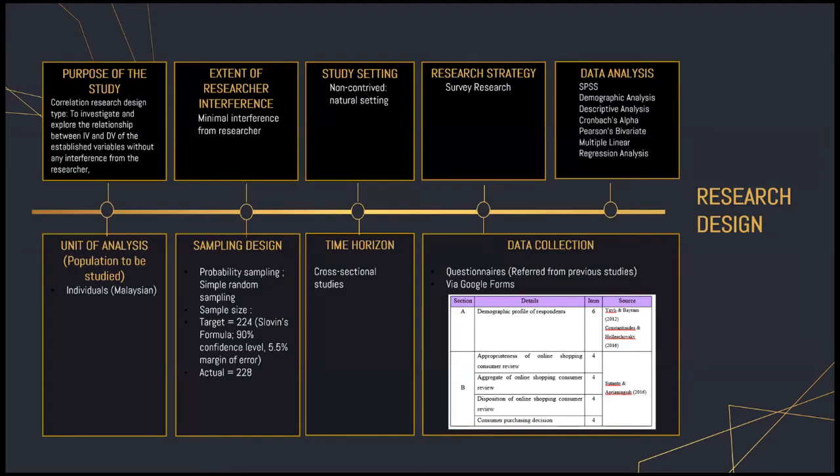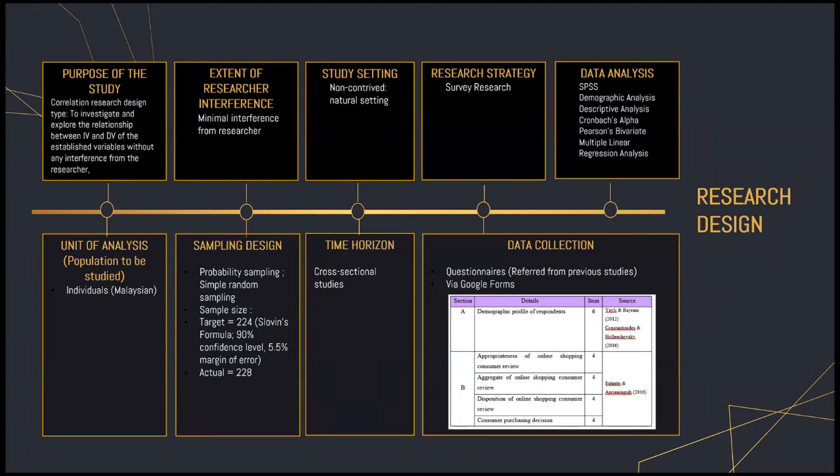Our research strategy is the use of a questionnaire to gain feedback from our respondents, and we developed our questionnaire with reference to previous studies. Our questionnaire is divided into 2 parts: section A, the demographic profile, and part B, which aims to get input from the respondents regarding their buying influence from online reviews: appropriateness, aggregate, and disposition. Our study population consists of individuals who have purchased items online.